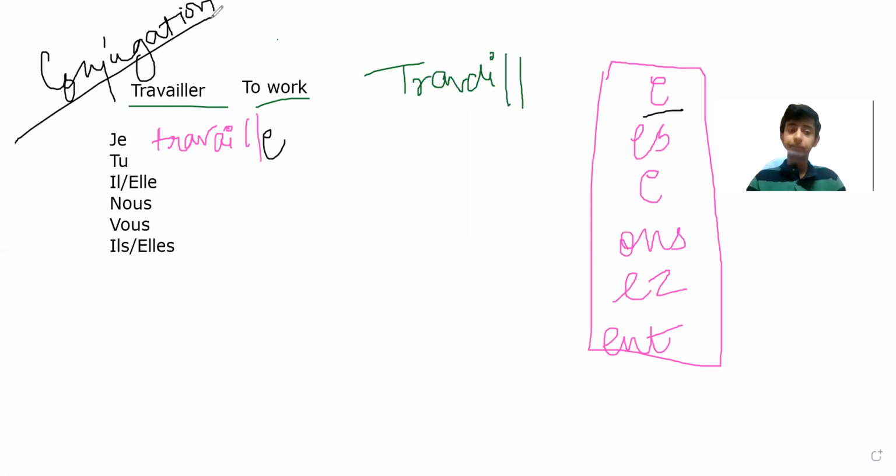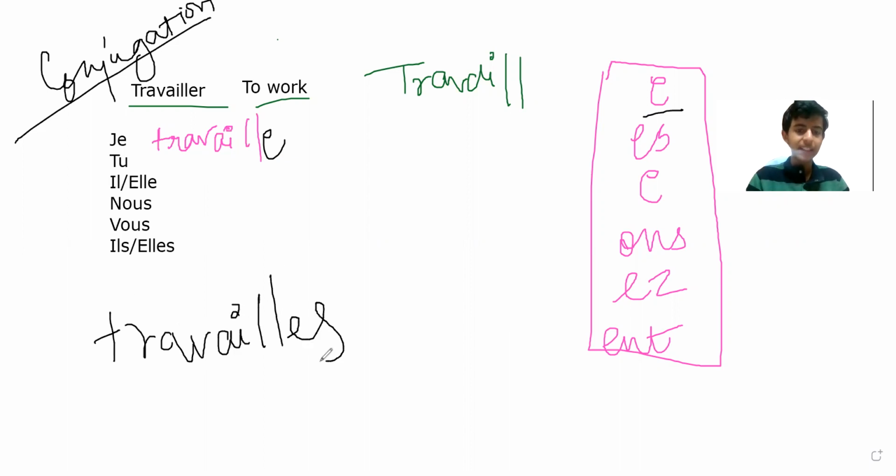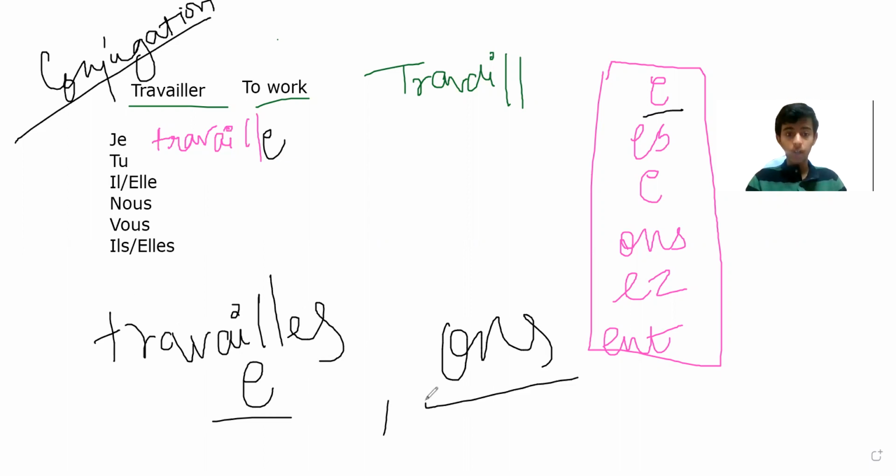Very, very simple. Then with tu, you add es, so it becomes tu travailles. With il, you add e. With nous, you add ons, so nous travaillons. Then vous travaillez, and ils travaillent. It is not travaillons, it is travaillent. That's it. In this manner, we can easily do this. You have understood the conjugation.